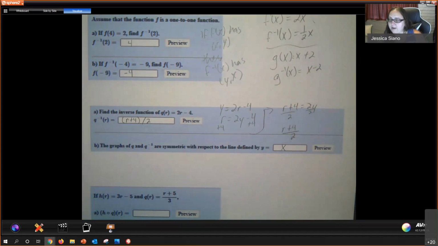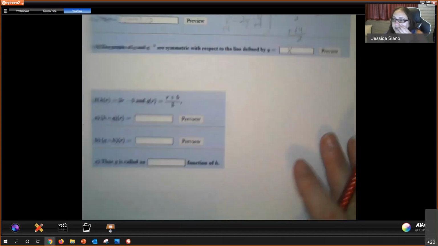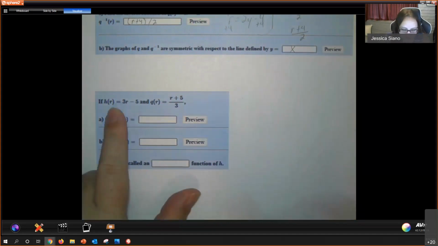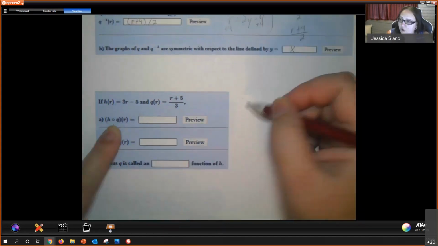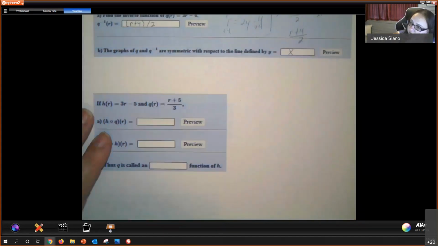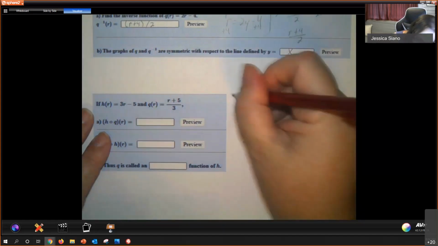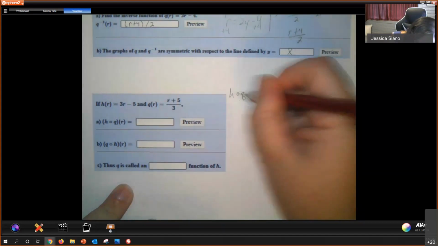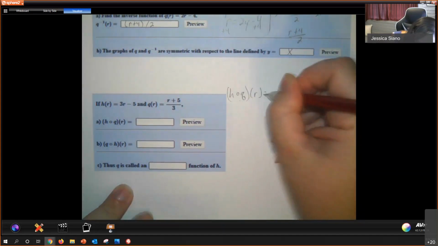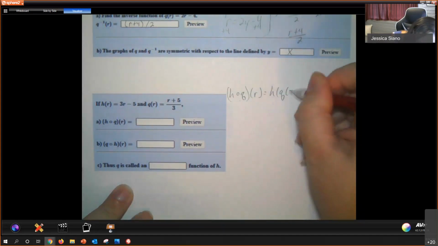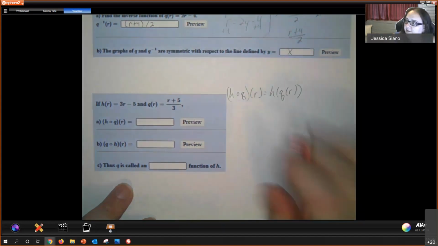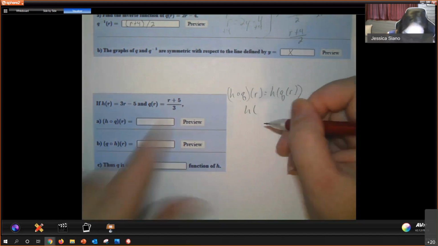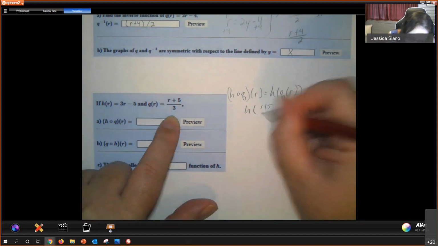All right, we talked a little bit about composite functions last time. Let's look at them again. So here if we have h of x and q of x, remember that h open circle q of x is the same as saying h of q of x like that. So in this case, that means that I'm going to do h of x plus 5 over 3.